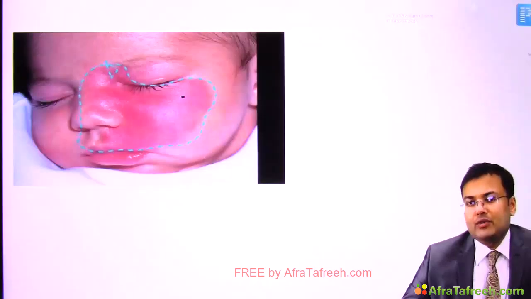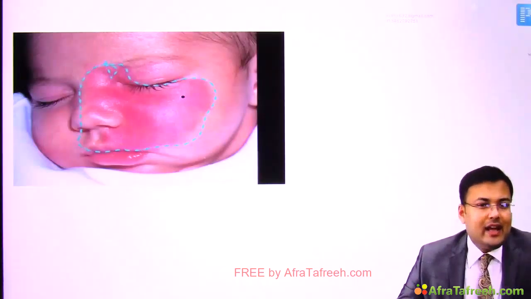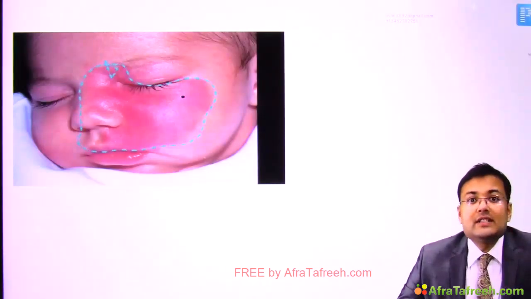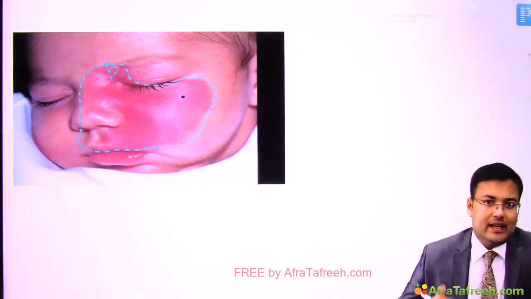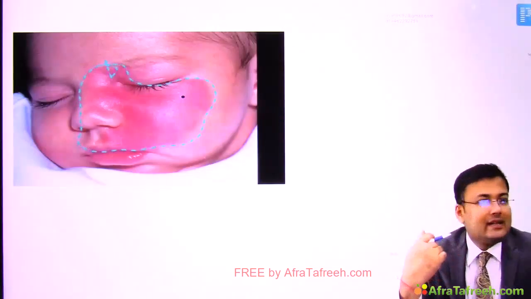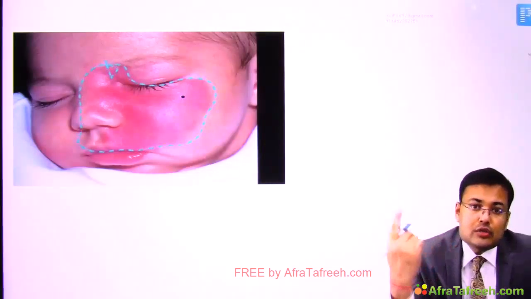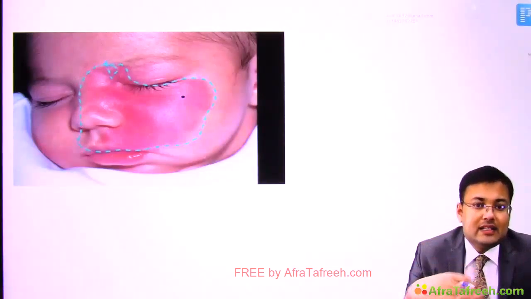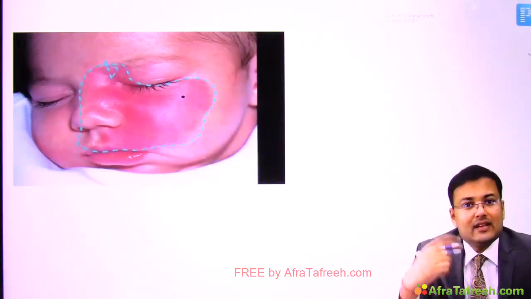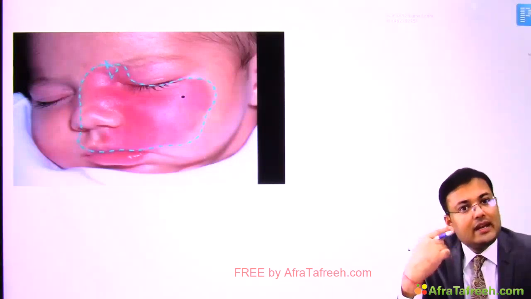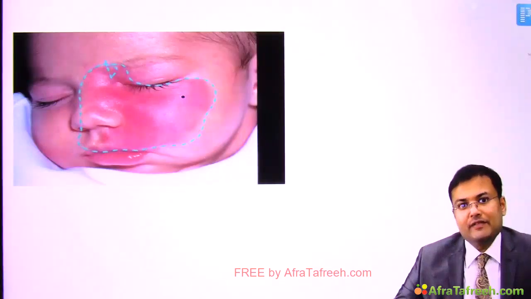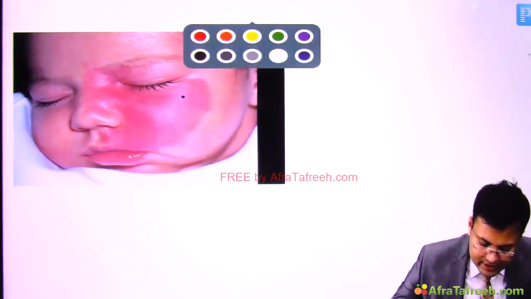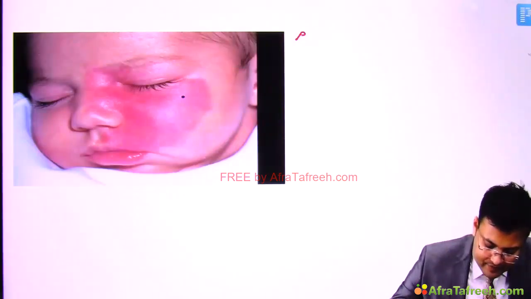Now 2-3 important points. It's a stain, and you know you cannot remove a stain, so stain is going to persist. So this port wine stain, can you see? It is present at the time of birth, it grows along with child, doesn't regress, and generally it is seen in the face in which particular area supplied by trigeminal nerve or fifth cranial nerve. Clear?